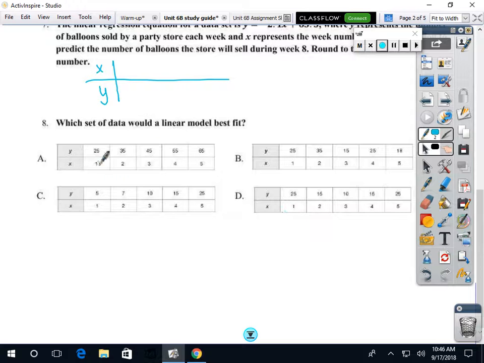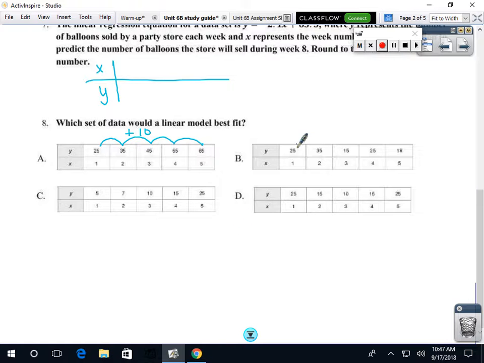Now, look at the X's for every single table. 1, 2, 3, 4, 5, in every one. So obviously, since all the X's match, that's not going to tell us a lot, right? We need to look at the Y values. For A, 25, 35, 45, 55, 65. So what's the pattern here every time? Plus 10 every single time, right?